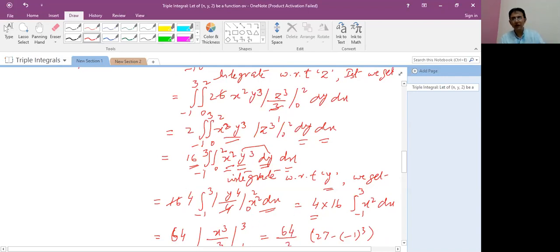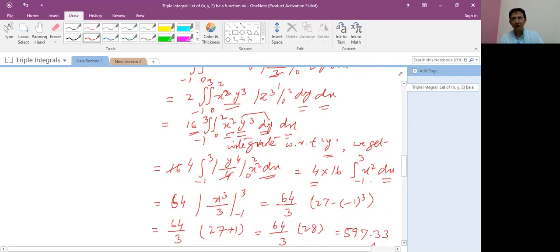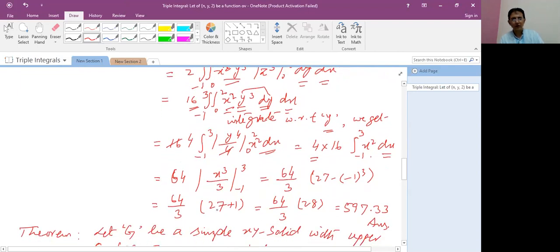In the next step, we will integrate this with respect to x. So when we integrate x cubed over 3 with respect to x, then we apply the upper and lower limit. So the answer is 27 plus 1, it is 28. If we solve it, the answer in decimal places is 597.33. That's why we call it the integral value of the triple integral.